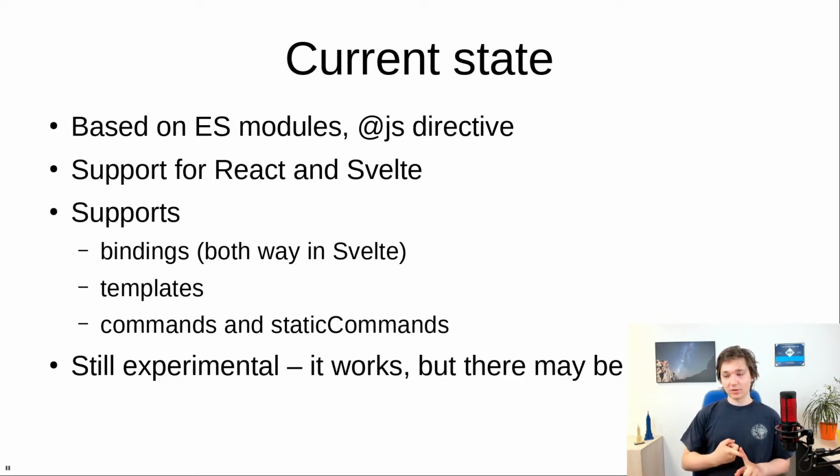It supports bindings. They work two ways in Svelte, only one way in React, because React just doesn't have two-way bindings. But what you do in React, I will show in a moment. You just add a command, or static command, which is basically an event handler for the onchange event. So if you have a text box and you bind the value into it, and then you bind it out of it using an onchange event. And it also supports templates that can be placed into the components. That's a bit more involved. I will not show it today, but we support it.